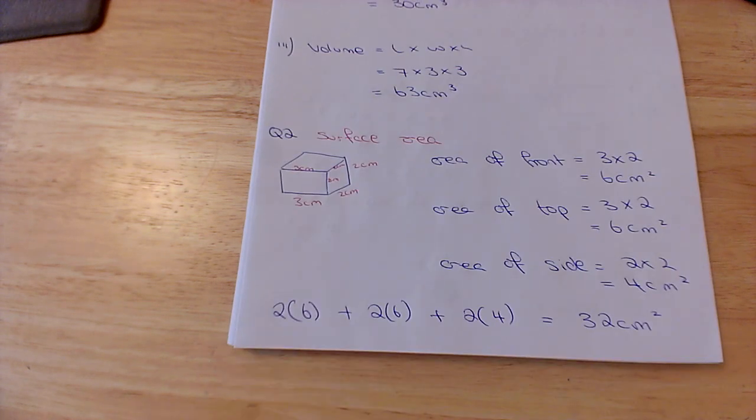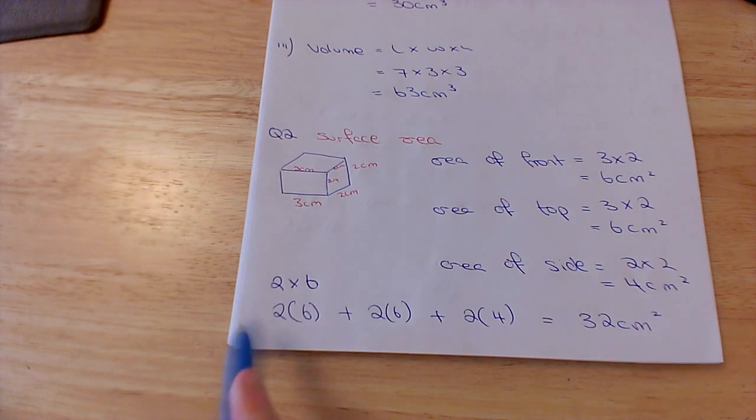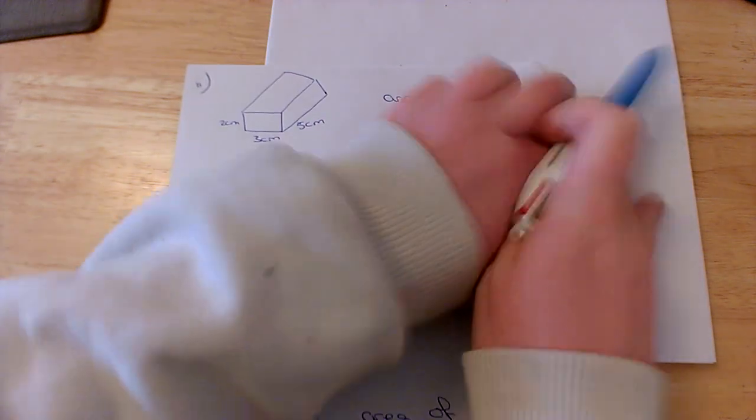Remember, brackets mean to multiply. You can put in 2 multiplied by 6 instead if you'd like. So it's 2 times 6 plus 2 times 6 plus 2 times 4, and that gives me 32 centimeters squared. And that's it, fully completed. Then you had part 2 of this particular question, and I have to get another surface area of this shape.